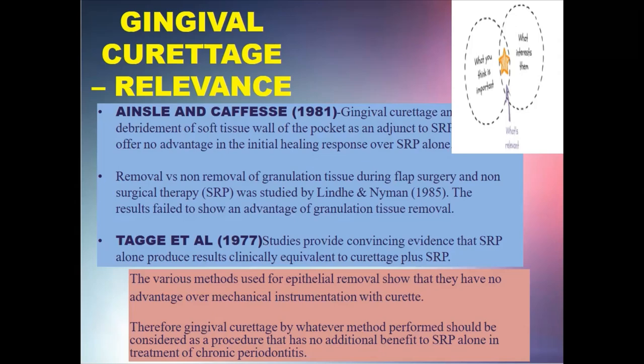There was one study done by Kefisi et al. in 1981. They basically concluded there is no added advantage in the initial healing response over SRP alone. So the various methods used for epithelial removal show that they have no advantage over mechanical instrumentation with the help of curettes. Therefore, gingival curettage, by whatever method performed, should be considered a procedure that has no additional benefit to SRP alone in the treatment of chronic periodontitis.